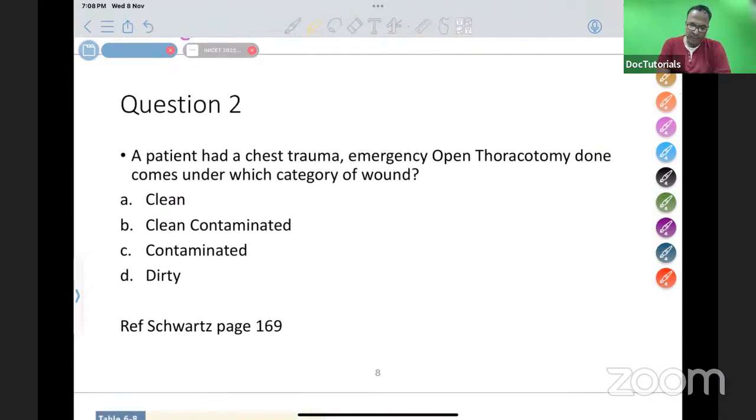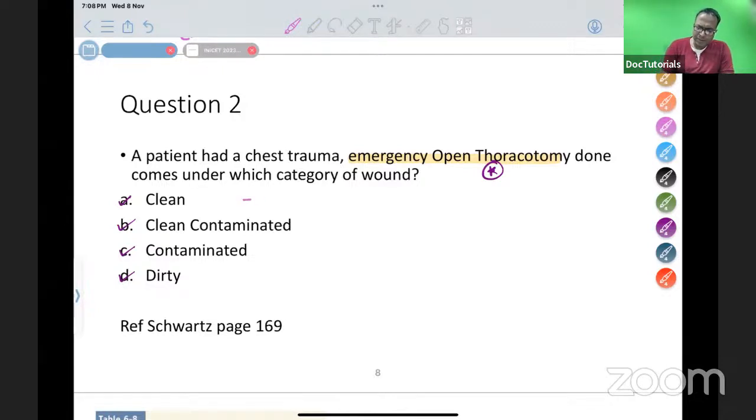So now another interesting question. It's actually a repeat concept already asked in exams. A patient had a chest trauma, emergency open thoracotomy done. So it comes under which category of wound? Very interesting question. So you all know there are 4 classifications of wound: clean wound, clean contaminated, contaminated, and dirty wound.